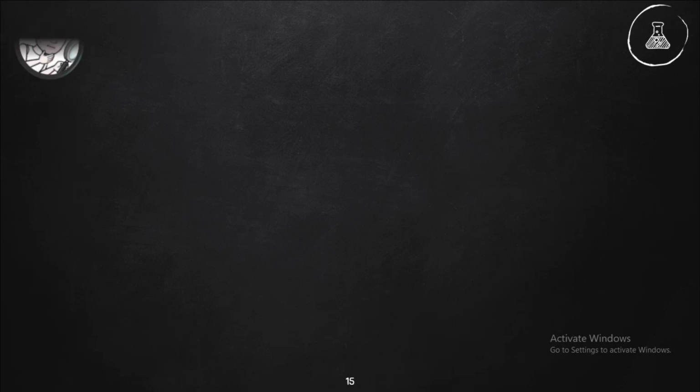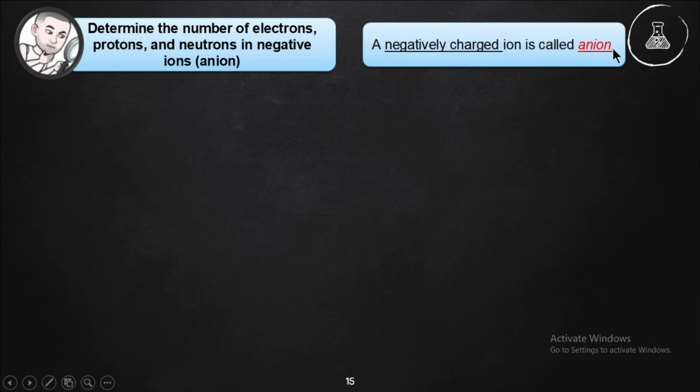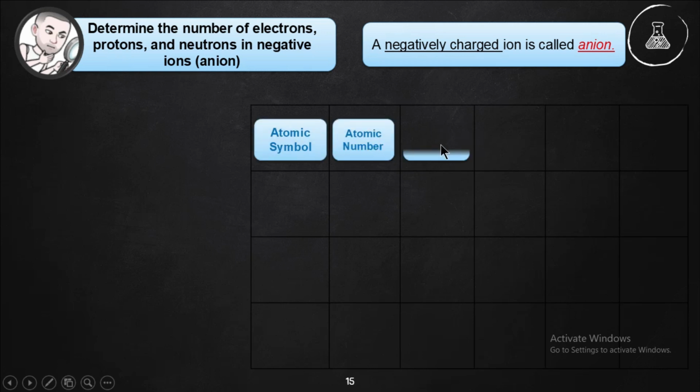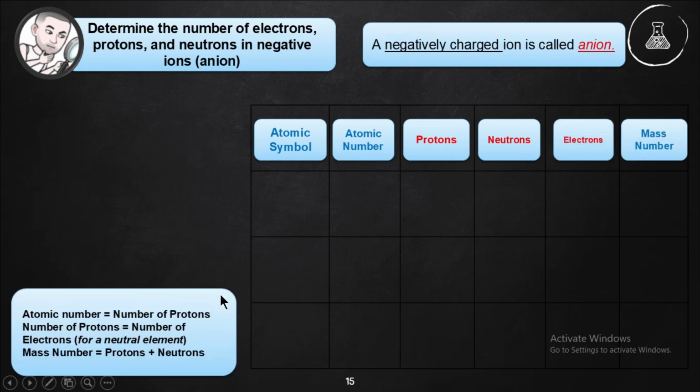This time, let us now determine the number of electrons, protons, and neutrons in negative ions or anion. Anion is the negatively charged ion. So pipiliin natin itong table na to ng mga details like yung atomic number, number of protons, number of neutrons, number of electrons, saka yung mass number. So magagamit pa rin natin itong idea na to. So let's start with negatively charged hydrogen.